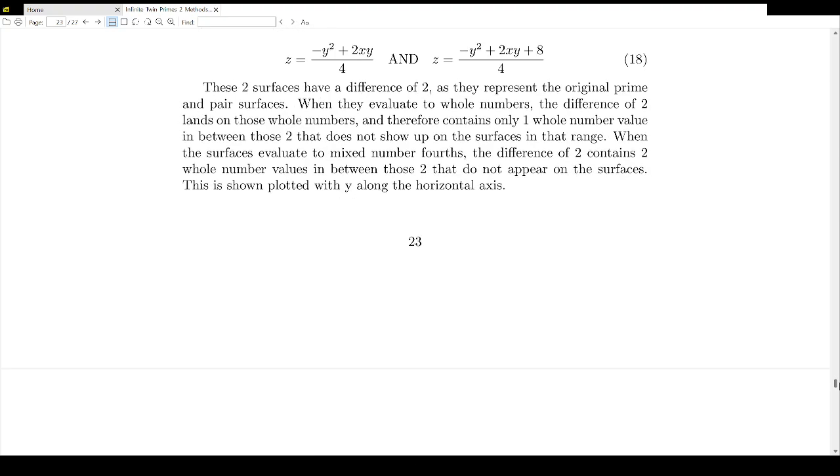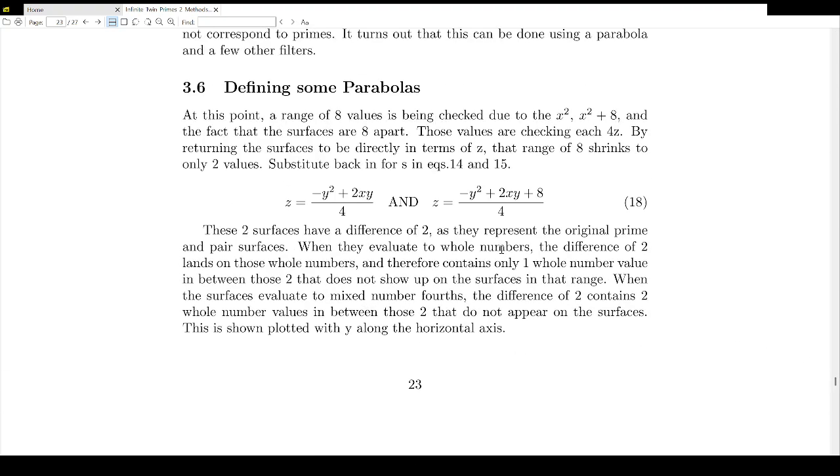And you'll get this, and 15. Because one was for one surface and one was for the other, you'll get that z equals minus y squared plus 2xy over 4, and that plus 8 over 4. These two surfaces have a difference of 2 as they represent the original prime and pair surfaces. When they evaluate to whole numbers, the difference of 2 lands on those whole numbers and therefore contains only one whole number value in between those two that does not show up on the surfaces in that range.